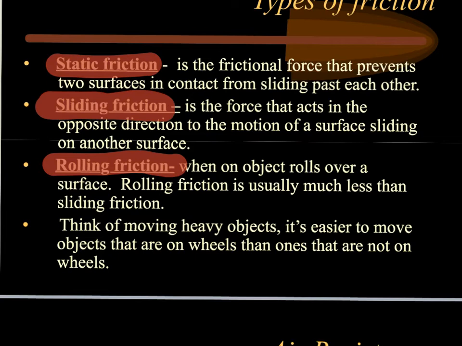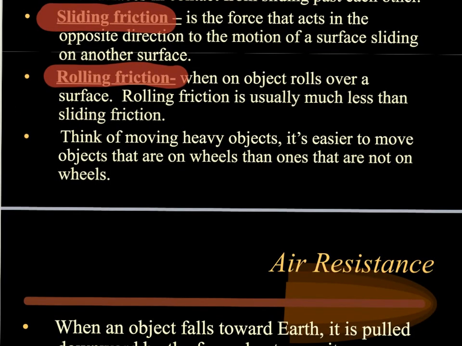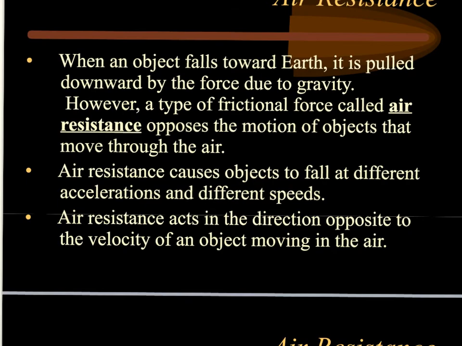If I'm trying to push a big box across the ground, that whole box is in contact with the surface. If I put it on wheels, only the wheels are in contact with the ground. So there's very little surface area in contact, causing the friction to be less. So that's why rolling friction is better. And then there are other types of friction as well.